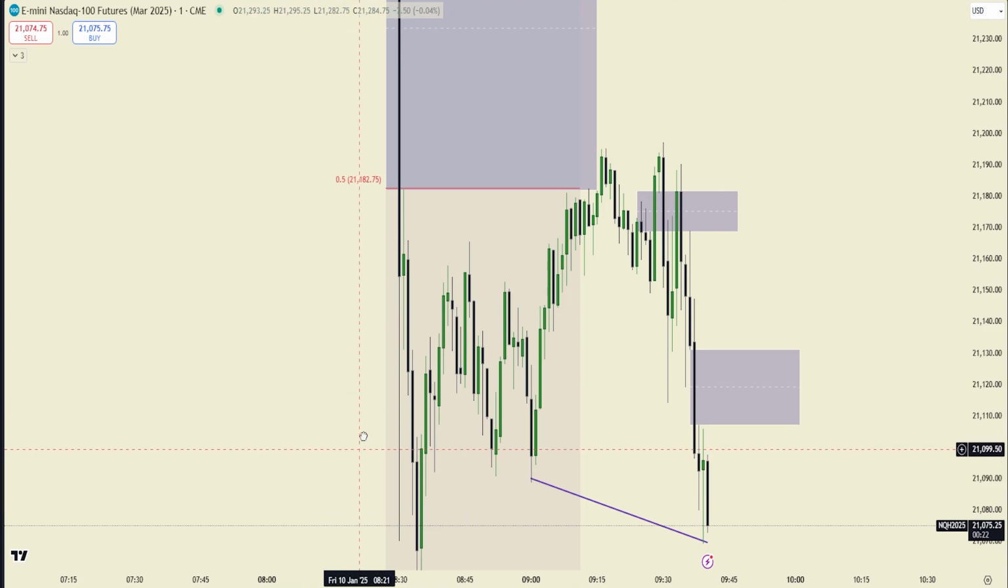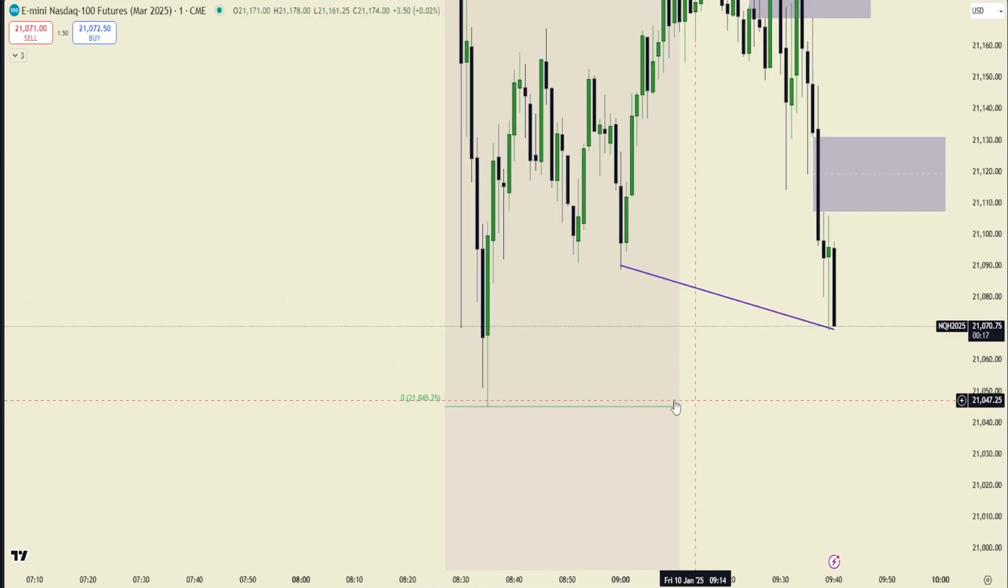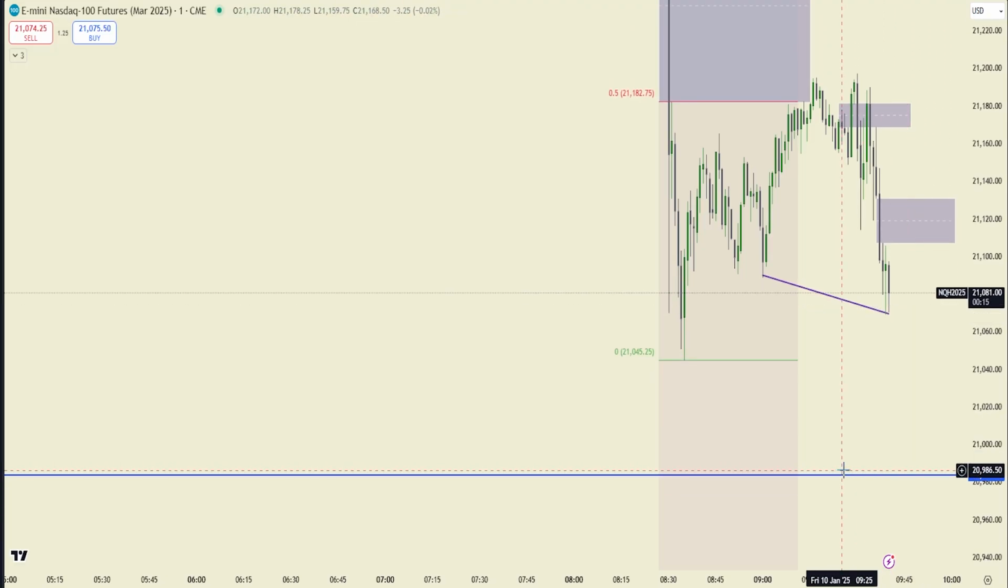Data low was already swept back here, so no need to take out data low. It would just be low of the day. And then maybe the sell side.